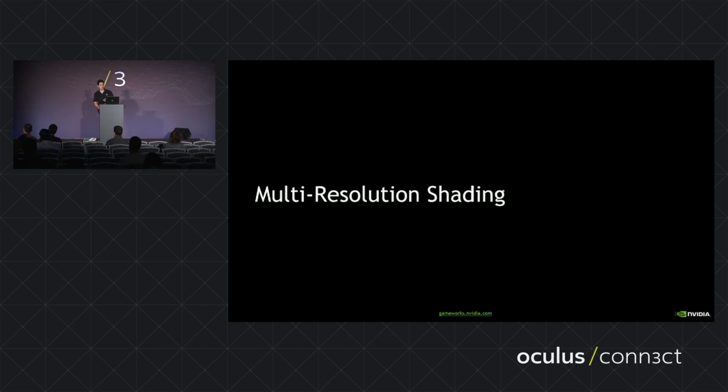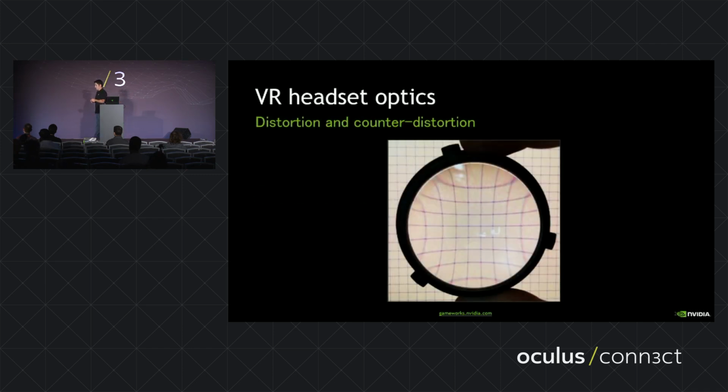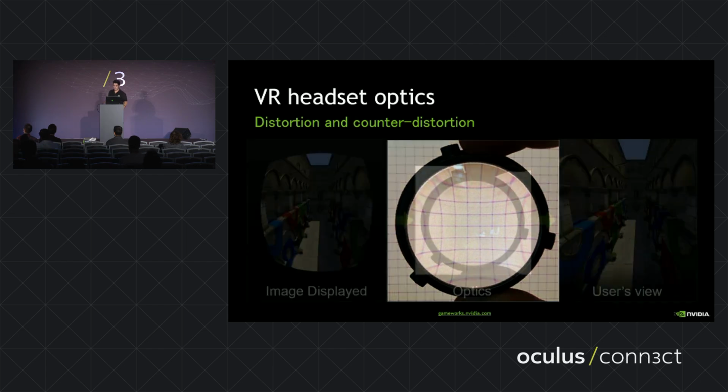Next thing I want to talk about is multi-resolution shading, which is sort of kind of a baby step towards foveated rendering. Right? So this is using that final characteristic of VR that I talked about, which is the distortion that's introduced by the optics that are in the headset. Right? These optics are there to allow you to focus close, and because of this distortion, it has impacts in the way you render. And the question is, can we take advantage of those impacts?